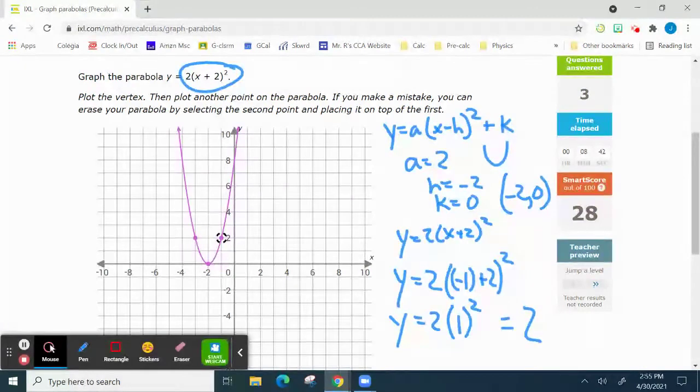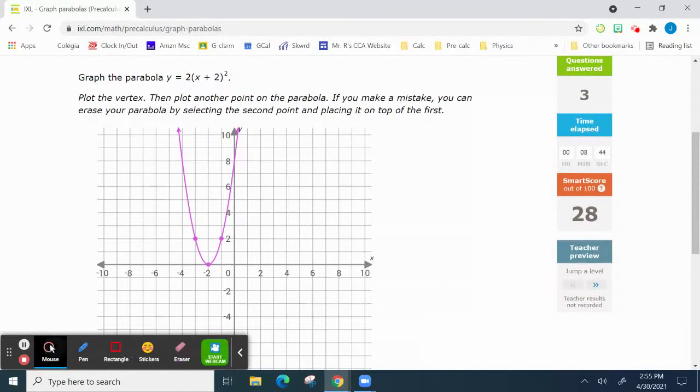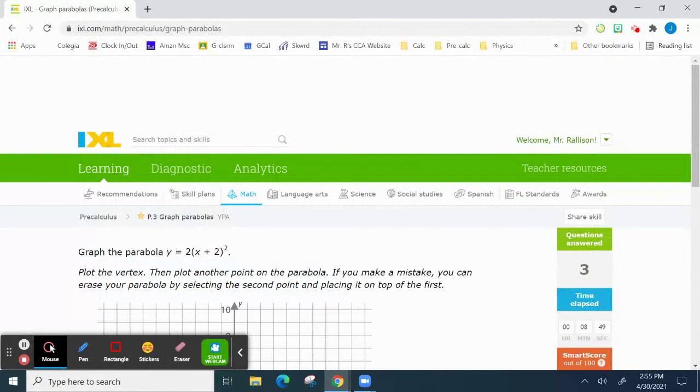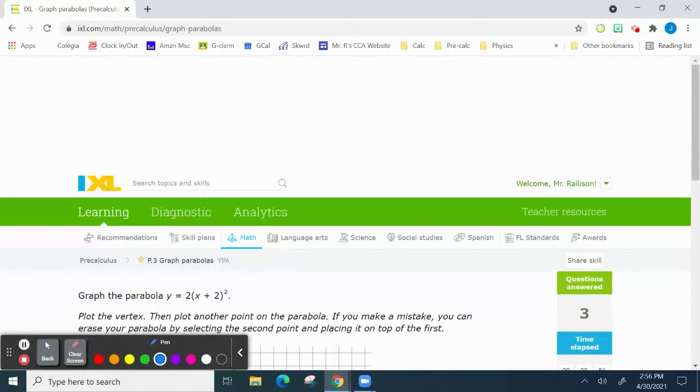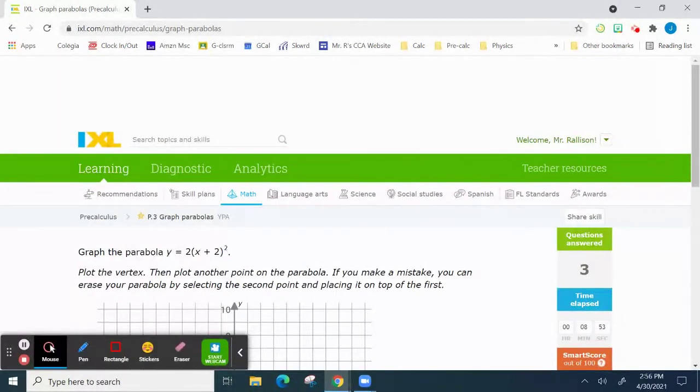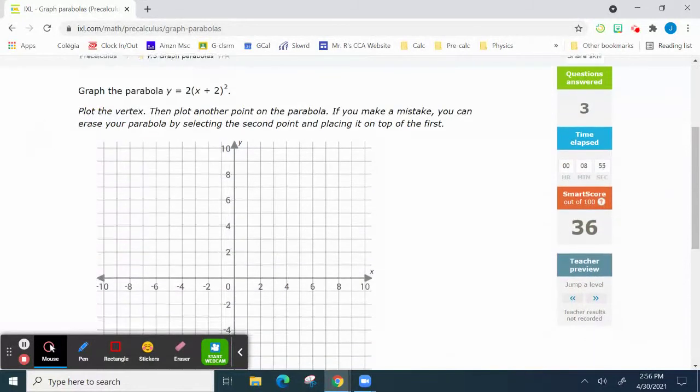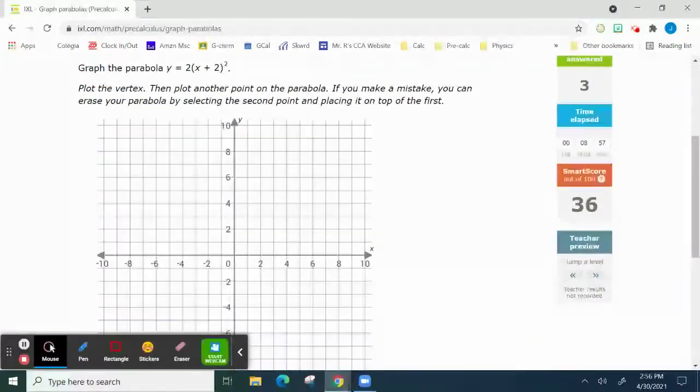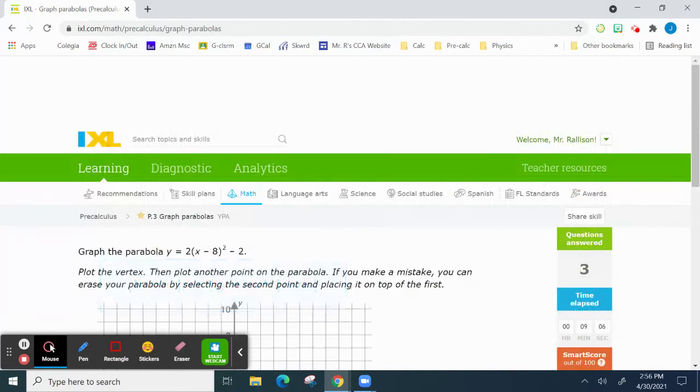Let's see here. Let's clear that. And then I think we'll just jump up a level, shall we? Let's clear that screen off. That doesn't really look like it jumped up a level to me. It's just h is negative 2. I'm going to jump up another level.